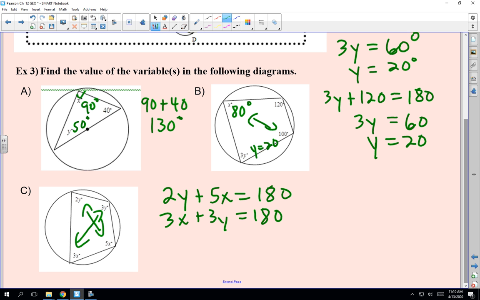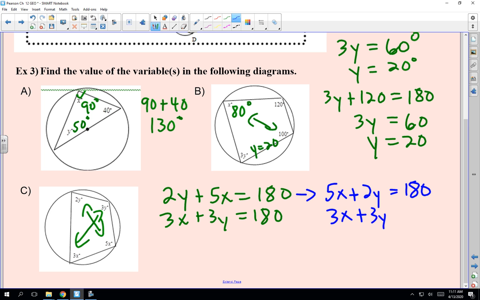Now, as I look at this, I've got y's and x's above and below each other in both cases, so we need to line up the x's and y's. So we're going to rewrite this equation like this. We've got 5x plus 2y equals 180, and then we've got 3x plus 3y equals 180. And I'm still looking at this and seeing that I am going to have to multiply both equations by something to be able to eliminate a variable. I'm going to use the elimination method on this because they're both in standard form.